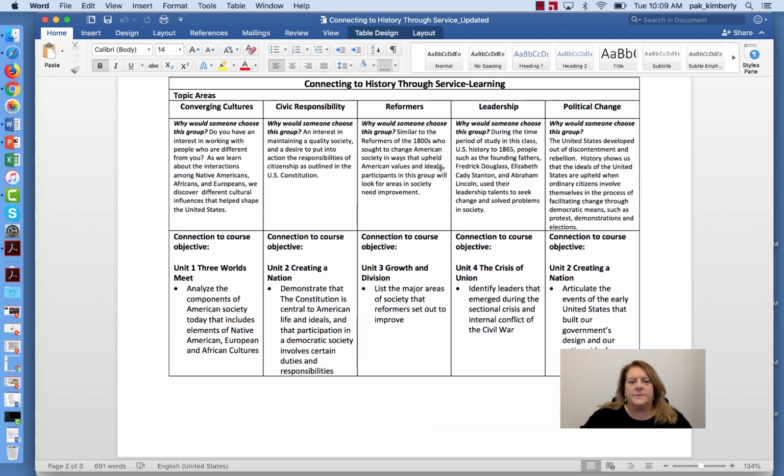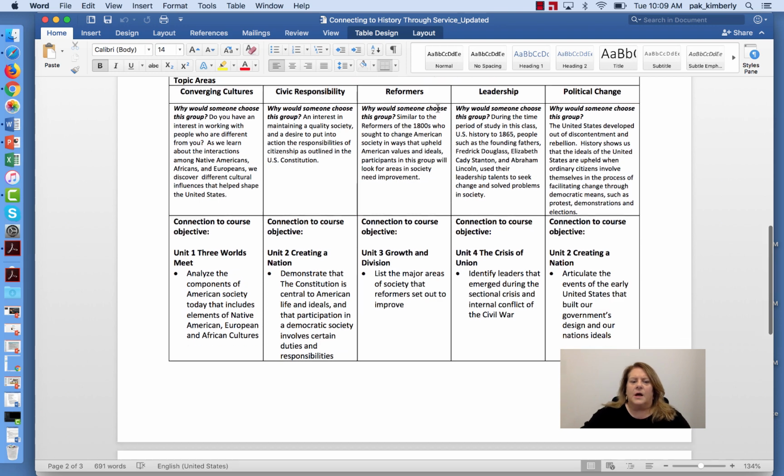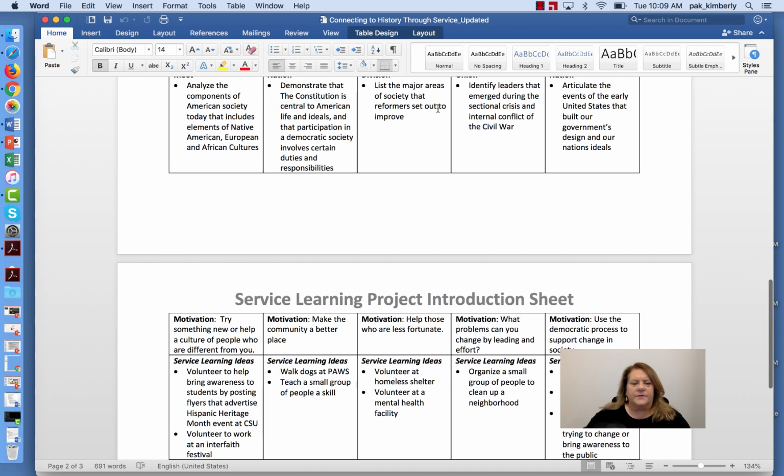The next group is going to be our reformers. Now, the reformers we will learn about in Unit 3. These people took a look at society and said, you know, there's some people who really need help, whether it's the mentally ill, whether it's people who may have problems with substance abuse. Okay, so maybe you find yourself leaning more towards this group of people. If so, maybe you want to volunteer at a homeless shelter.